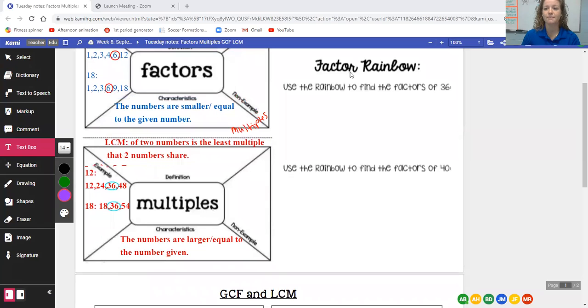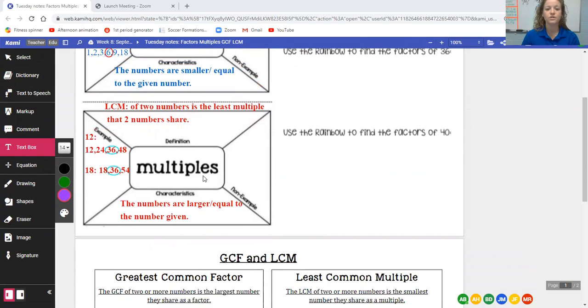When we're talking about multiples, we're talking about our LCM. Our LCM is, for two numbers, the least multiple that the two numbers share. So if we're looking at that, think about multiplying. When you're multiplying something, is that number getting smaller or bigger? It's getting bigger, so it's getting larger. So that is a characteristic of a multiple. The number is larger than the number given.